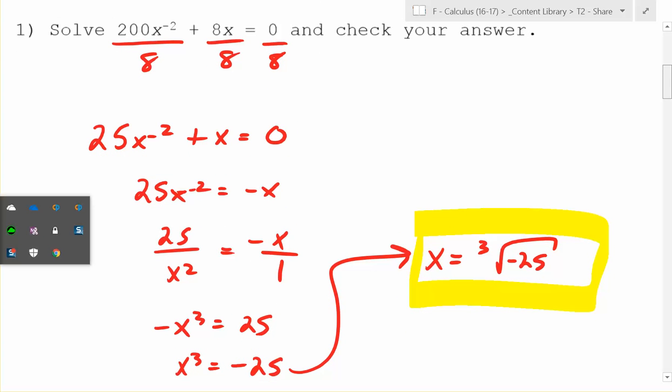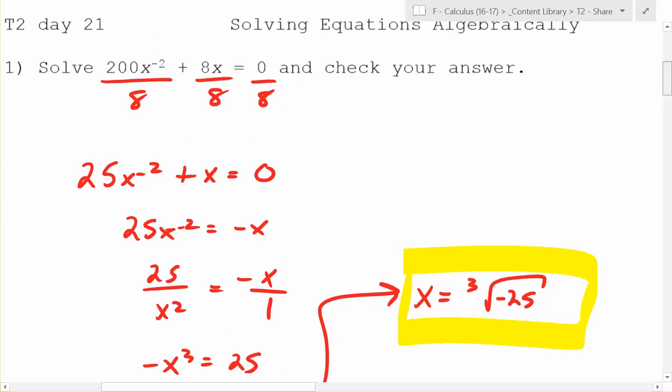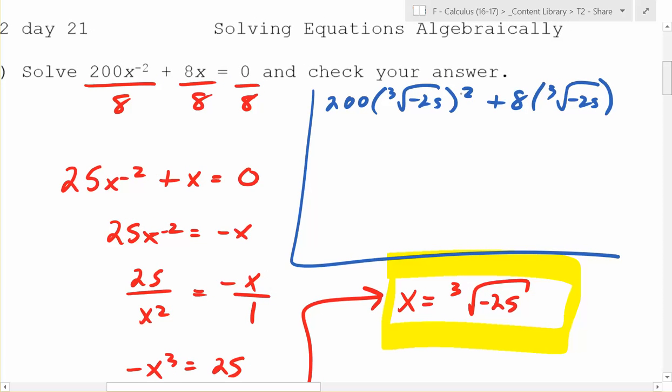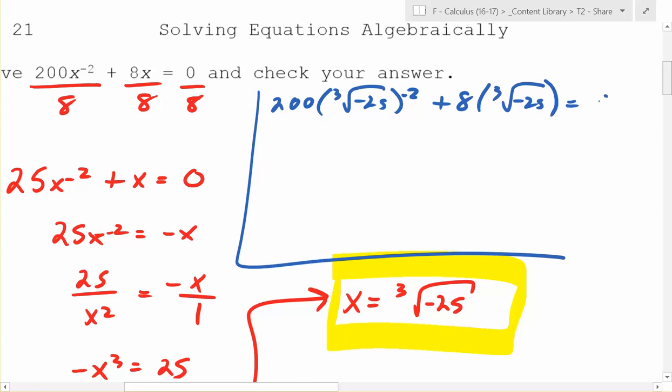Now, do you believe in this answer? All right. So if we check our answer, 200 times the cube root of negative 25 squared plus 8 times the cube root of negative 25, oh, to the negative 2, thank you, equals what? 0. We want to know if that equals 0. So you do the left and see if it comes out. Pick up your calculator and plug that in. Just see if it comes out. Let's see if you can plug this into your calculator at least.